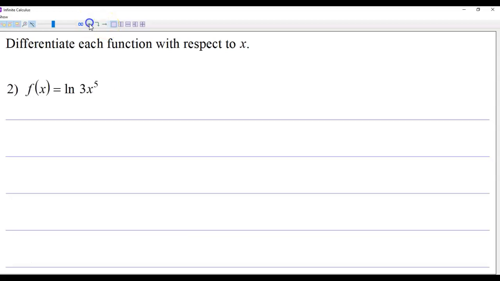Wait, let me go back. I don't want to go that far yet. Let's say number 2.5 here: y equals e to the cos of x. So, what's the derivative of e to the blah? E to the blah, and then you multiply by the derivative of the blah.